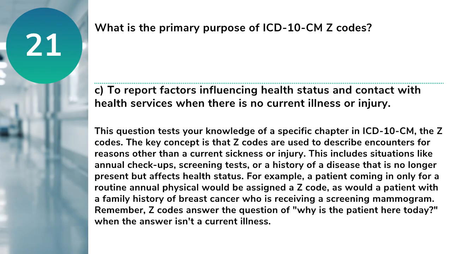but affects health status. For example, a patient coming in only for a routine annual physical would be assigned a Z code, as would a patient with a family history of breast cancer who is receiving a screening mammogram. Remember, Z codes answer the question of why is the patient here today, when the answer isn't a current illness.